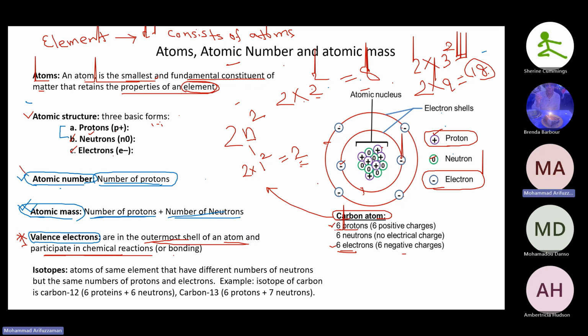We learned the atomic number, which is the number of protons, and the atomic mass, the number of protons plus the number of neutrons. And then we learned the valency electrons, the outermost shell electrons of an atom that participate in chemical reactions. In this example, the carbon atom's outermost shell has 4 electrons, so the valency electron count in carbon is 4.